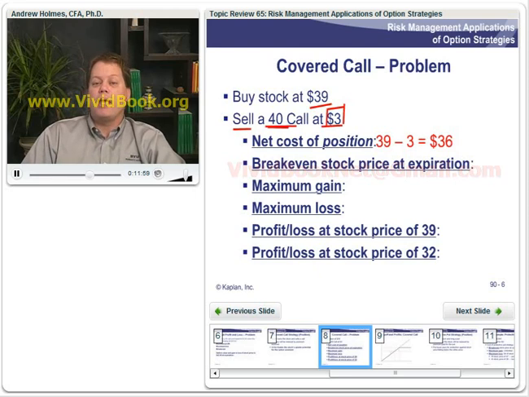So what's our break even? Well, if the stock goes down to $36, we paid $36 to get in. Okay, the stock's worth $36 at the end of the life of the option. The option expires worthless, so the break even is going to be $36.